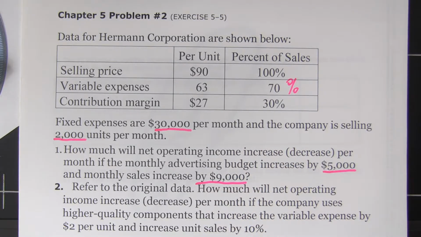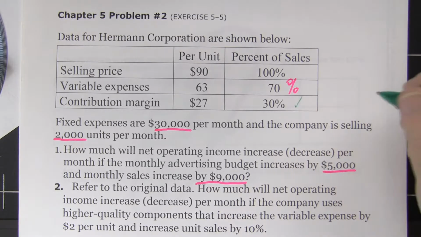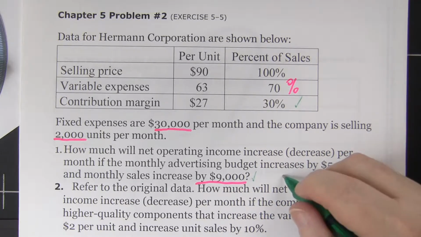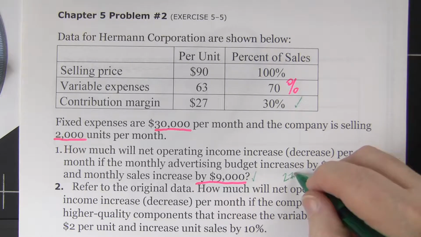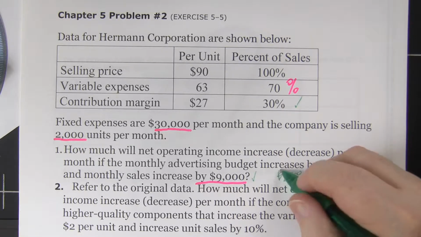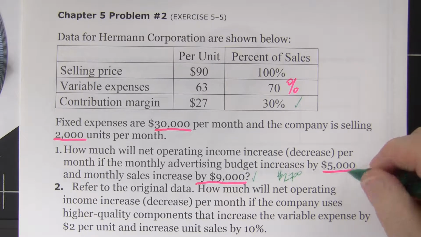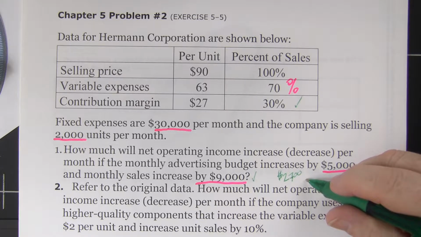Well, I got to tell you, I don't have to do the rest of this problem. And neither do you. Because if you're clever, you will look at the following numbers. You will say, let's see, 30% of every sale is contribution margin. So if I increase my sales by $9,000, that means I've increased my contribution margin by $2,700. In other words, I can spend $5,000 to get $2,700 more.